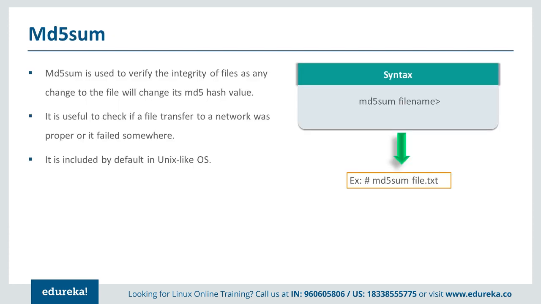Now to check the authenticity of any file, there are some ways like checksum, md5sum. They give a specific hash value to every file, and to check that the integrity of the file is still maintained, we can use md5sum. So md5sum is to verify the integrity of files, as any change to a file will change its MD5 hash value. So if I'm writing a file with the text, my name is Vikas, everything in small, and I just change the first letter of my from small to capital, the checksum will change. And this is how we will get to know that this file has been modified.